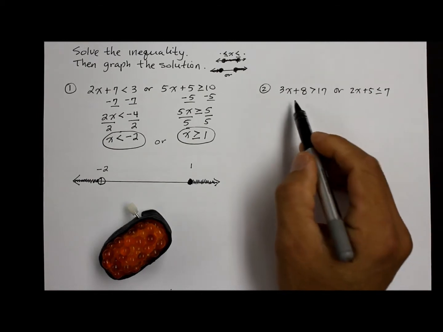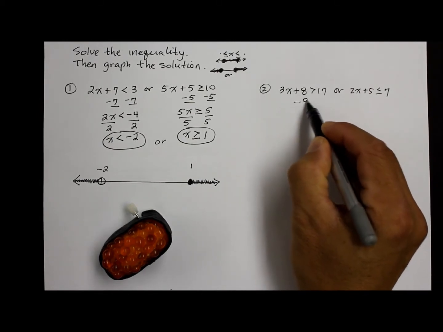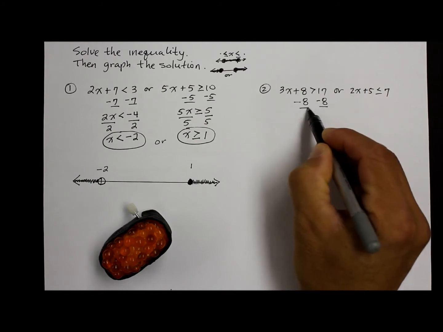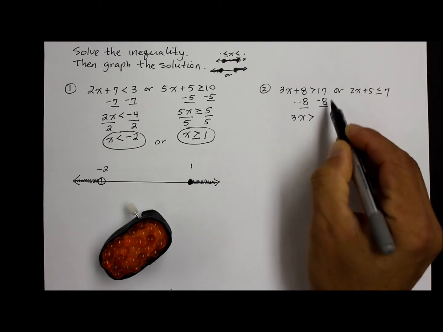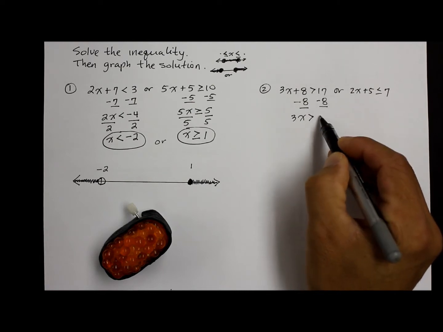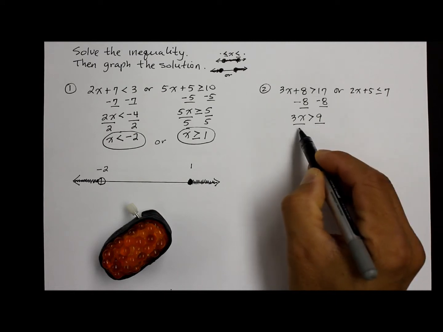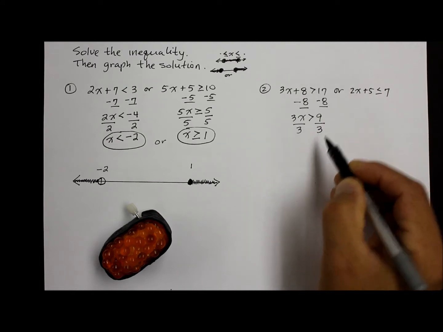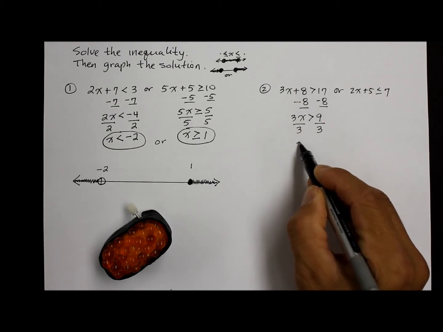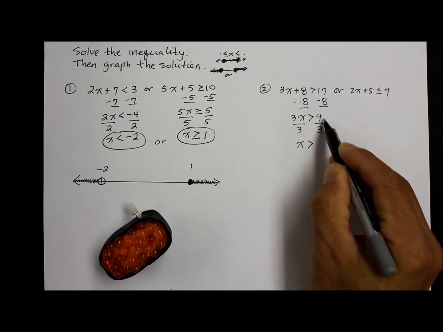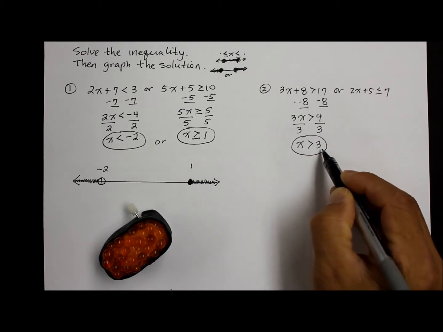Okay, so same thing as before. Now we're going to subtract 8 from both sides. So you have on the left 3x is greater than 17 minus 8. That's going to be 9. Now to solve for x, we divide both sides by 3. So 3 is reduced, becoming 1x, or simply x, is greater than 9 divided by 3, which is 3. Something that is going to be greater than 3.